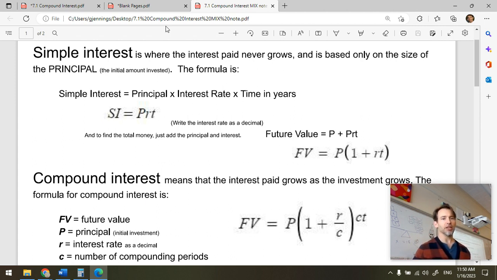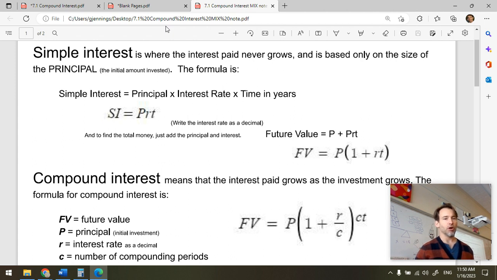So, simple interest. This is where you're paid interest, but the amount of interest you're paid never grows. It's based only on the initial amount borrowed or the initial amount loaned. So these create lines, linear functions, because they're always growing by the same amount. So the first differences are constant, so they'll be linear.